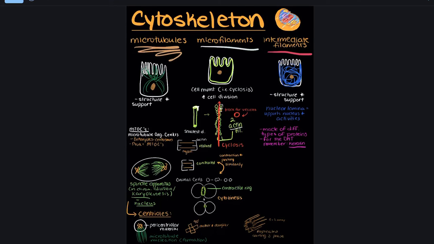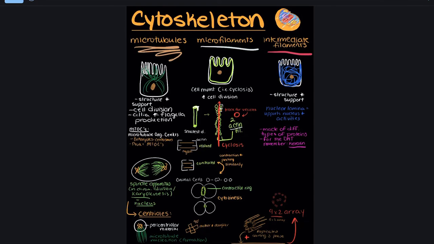Now, if you recall that I mentioned that microtubules aid in the production of cilia and flagella, well, if we have the mother centriole attached to the cell membrane, that causes a 9+2 array for both cilia and flagella.